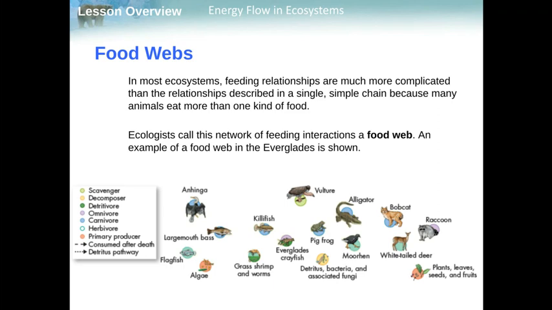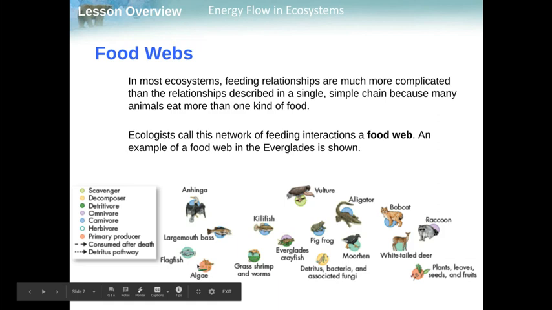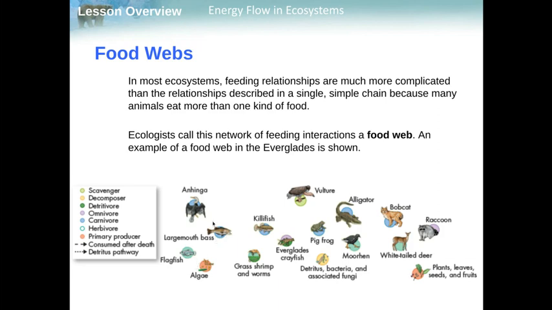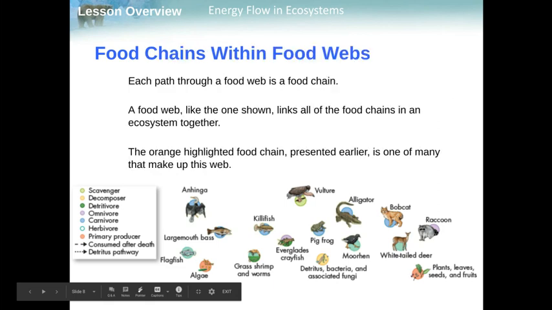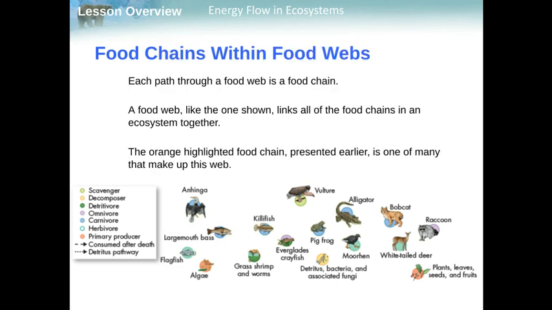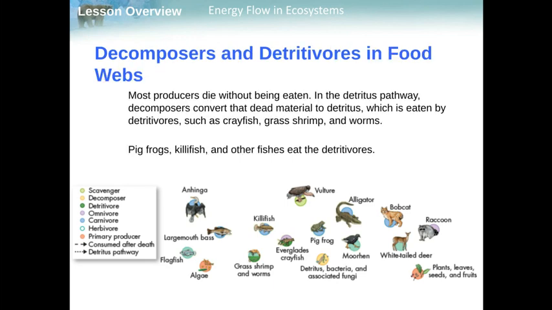So we saw it a minute ago. We had this algae, the flagfish, the largemouth bass, and then the anhinga, and then that goes all the way over to the alligator. So we have several that are all connected in here together. So each path through the food web is an individual food chain. Okay, so a food web like the one shown links all the food chains in an ecosystem together.